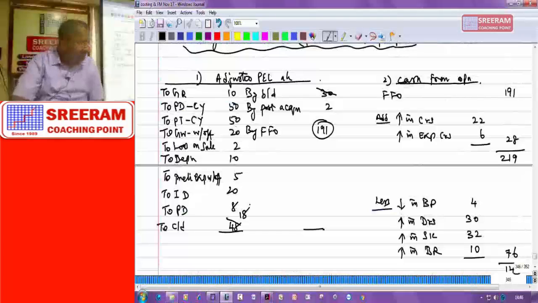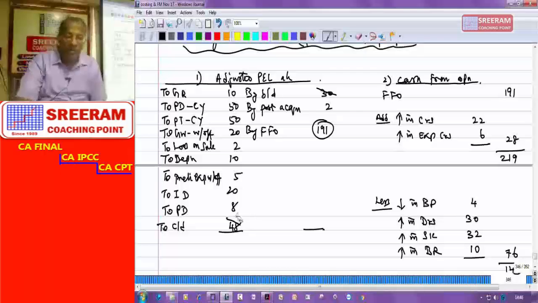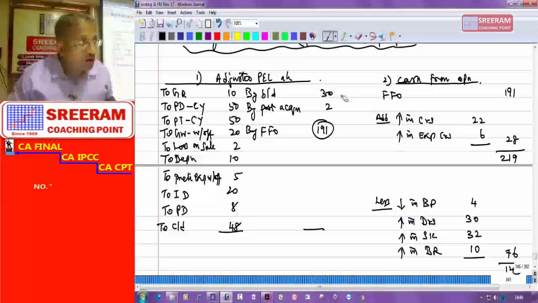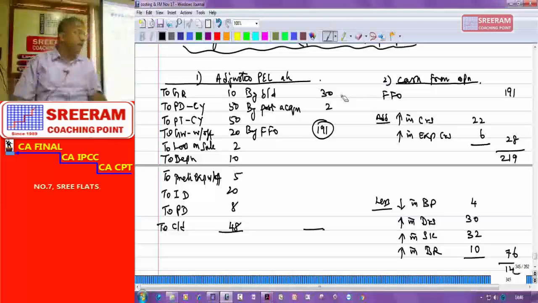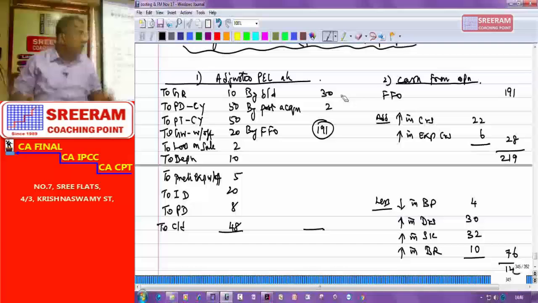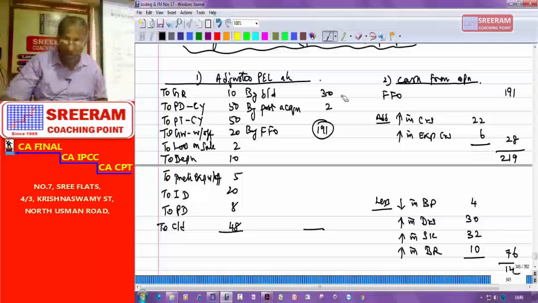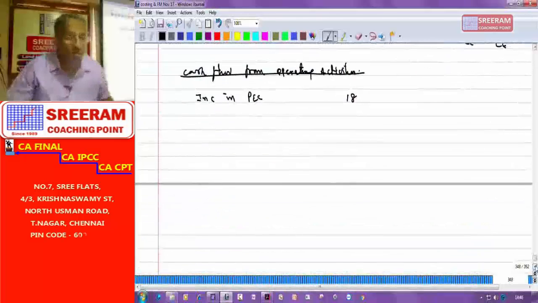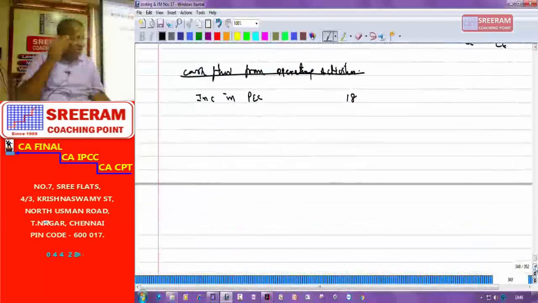What is it that you have done? You have added everything. Therefore, understand that in this format, whatever items that you have debited are to be added to the increase in P&L account. Whatever items that you have noted on the credit side of profit and loss account are to be deducted so as to find out cash from operation, I mean funds from operation. Though we don't call them funds from operation, this is the technique that we are going to use. That is why I first taught you adjusted P&L account, so that it will register firmly in your mind.